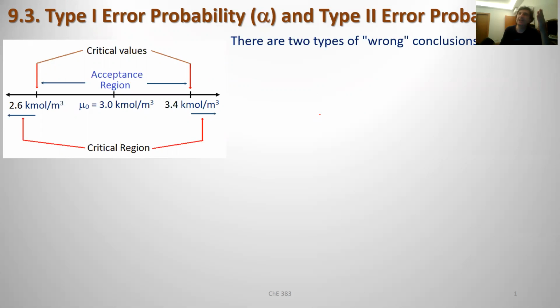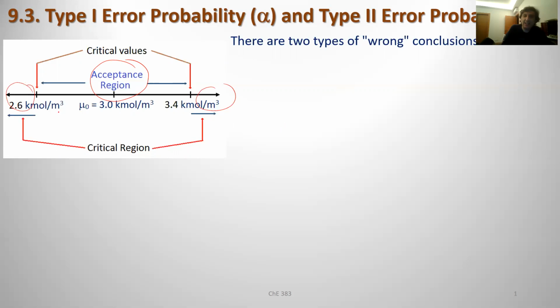Because recall that our conclusions were like, if our X bar value were in a critical region, so it's here or here, then we would say that we reject the null hypothesis. And if it is in the acceptance region, we do not say we accept the null hypothesis, but we say that we do not reject the null hypothesis. Basically, it's one of the ways of summarizing these two conclusions. On the other hand, note that these are probabilistic conclusions.